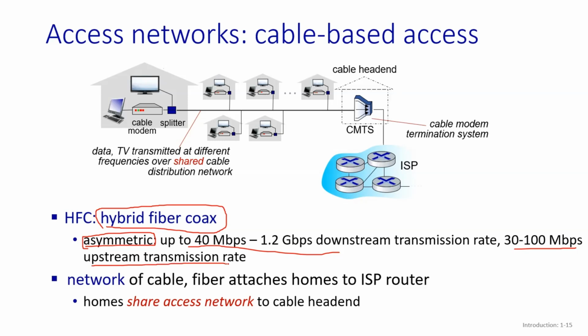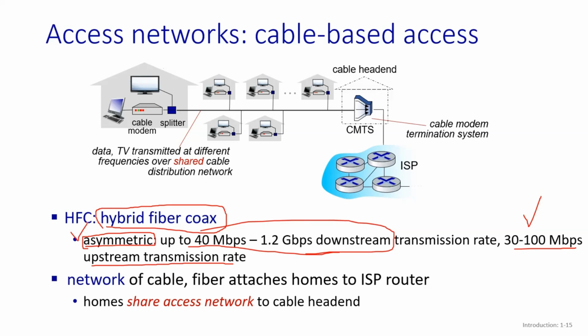You can see that the downstream in this case is slightly higher than the upstream. I repeat, in the case of hybrid fiber coax or the cable-based access networks, we have the downstream, which is slightly higher than the upstream. So when the downstream is slightly higher than the upstream, we call it asymmetric. Okay. Now, what do we mean by downstream and upstream?